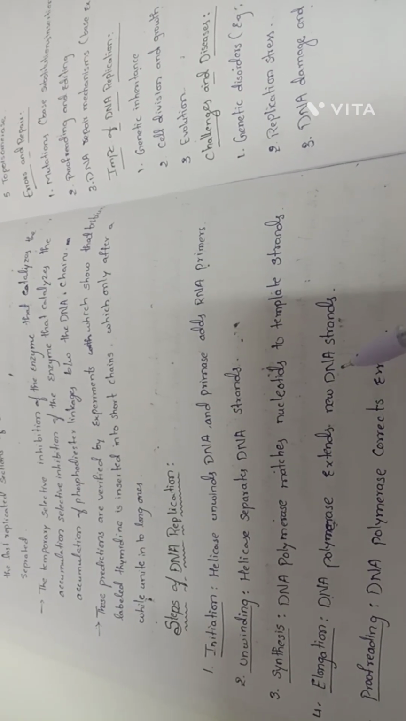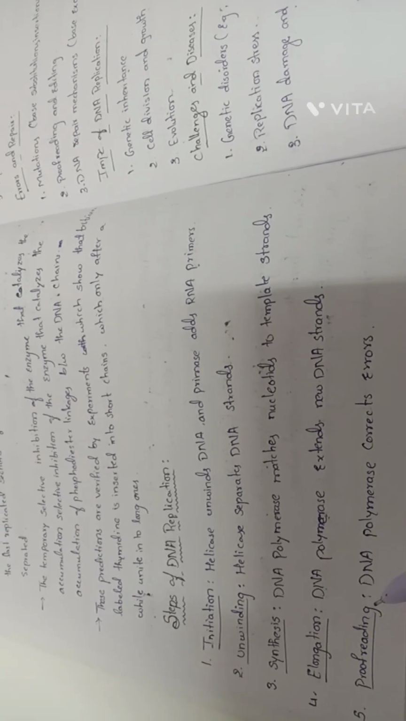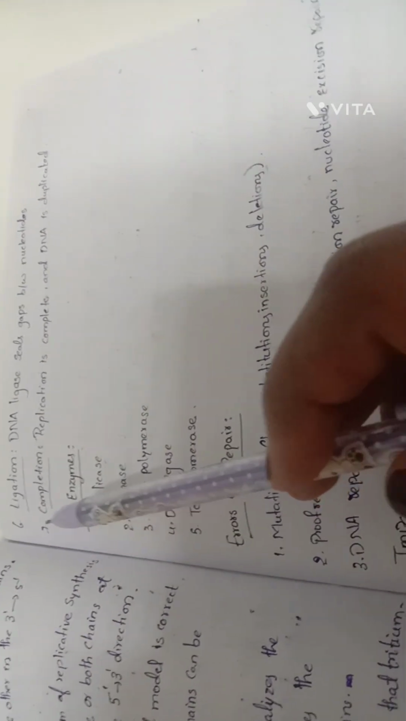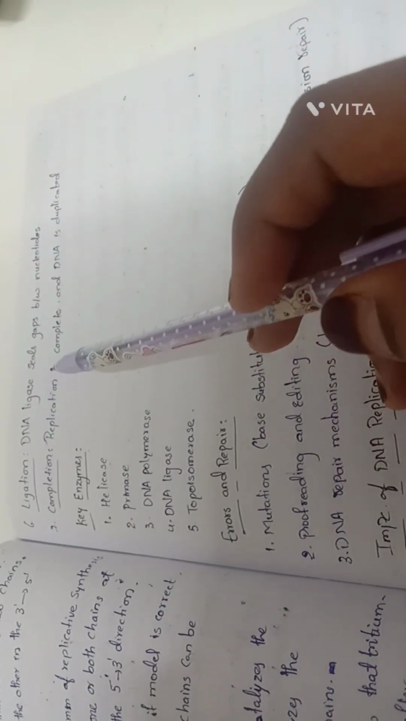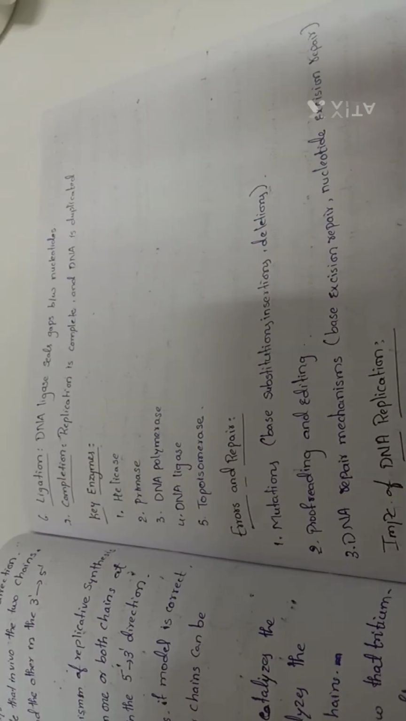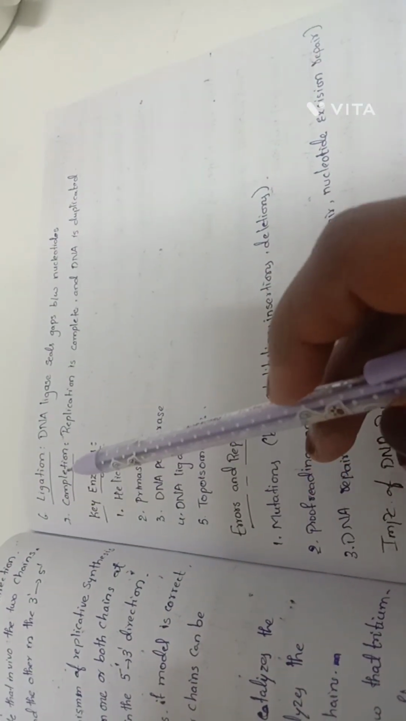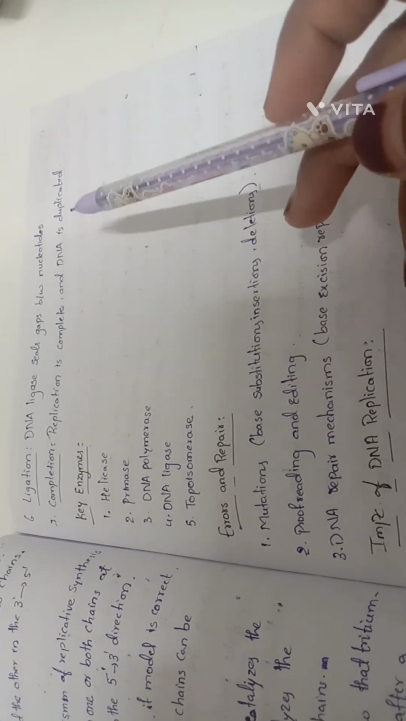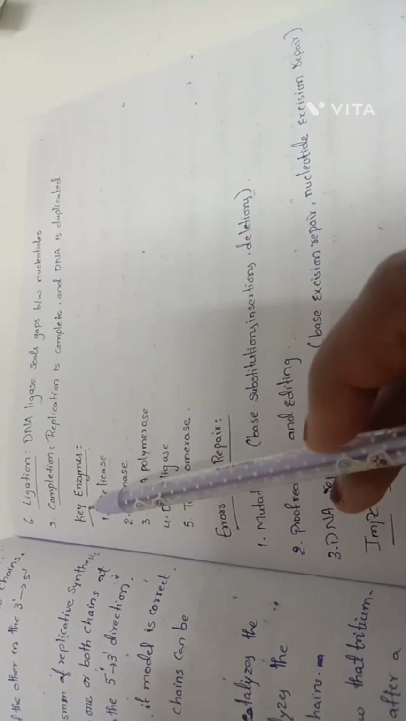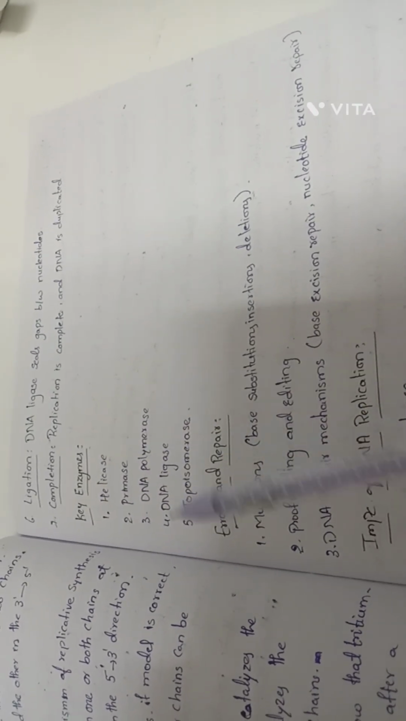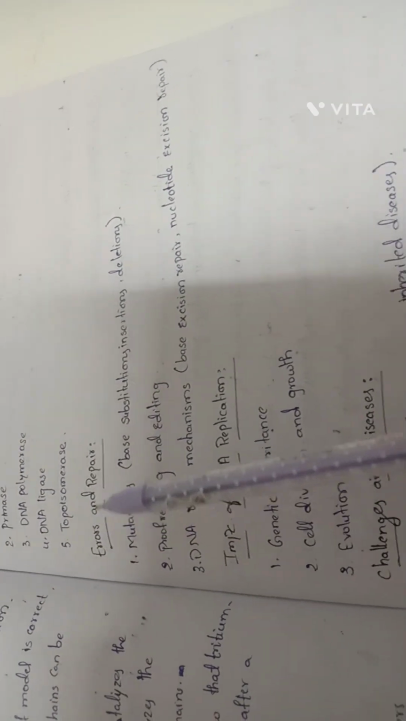Elongation: DNA polymerase extends the new DNA strand. Proofreading: DNA polymerase corrects errors. Ligation: DNA ligase seals gaps between nucleotides. Completion: replication is completed and DNA is duplicated. Key enzymes: helicase, primase, DNA polymerase, DNA ligase, topoisomerase.